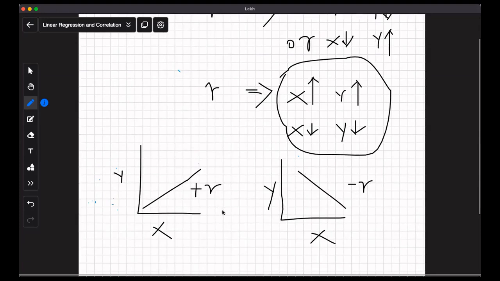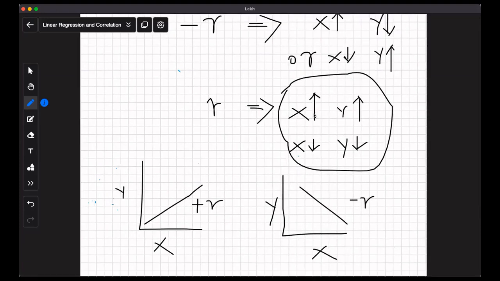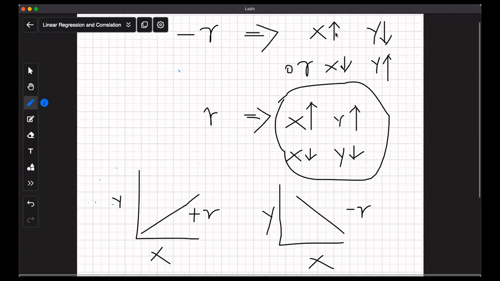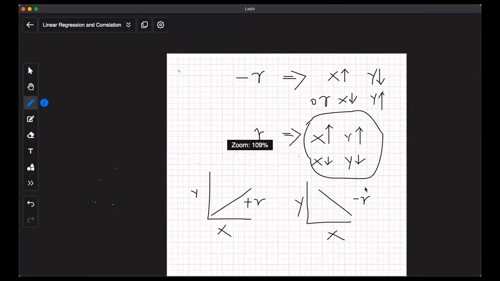Now, that's how you're going to have it. So whether x is decreasing and y is decreasing, or x is increasing and y is increasing, meaning they're going along the same direction, you are going to have r positive. But if as x is increasing, y is decreasing, or x is decreasing, y is increasing, then you are going to have a negative correlation coefficient.